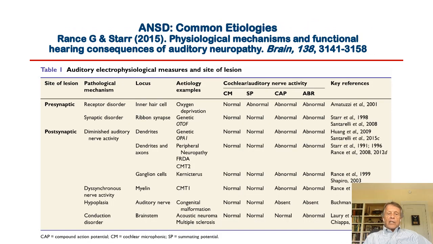I strongly recommend, if you want to read more about auditory neuropathy, this wonderful article by Gary Rance and Arnold Starr in 2015. And this is a table from that article in Brain where they very clearly delineate ECOG patterns, etiologies, underlying causes of auditory neuropathy, and these different categories of auditory neuropathy that I just mentioned.